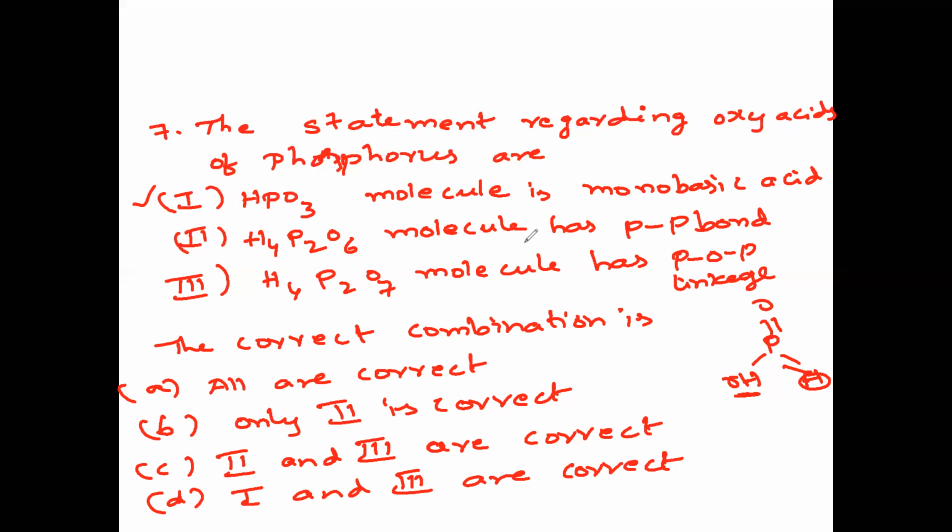Let us see the second option, H4P2O6. Let us take H4P2. So it is P double bond P, and here OH and here OH, and here double O and here H. Sorry, H, and here P double bond O and here P double bond O. So if you refer to this, it contains one P-P bond. So this is also correct. And H4P2O7 has one P-O-P linkage. So please refer to the structures. All the statements are correct. So the answer is all are correct. Questions like these you will get in the examination, so please refer to all these things.